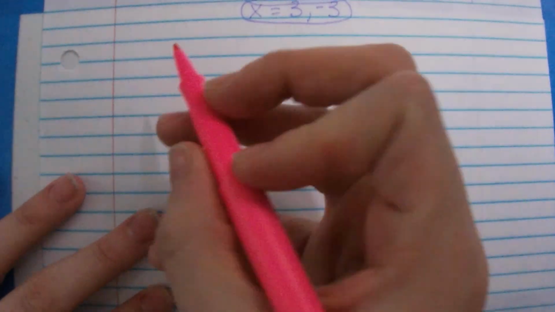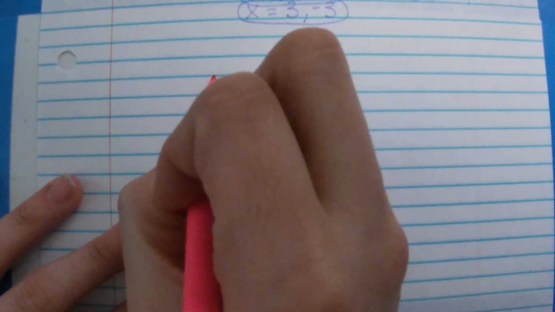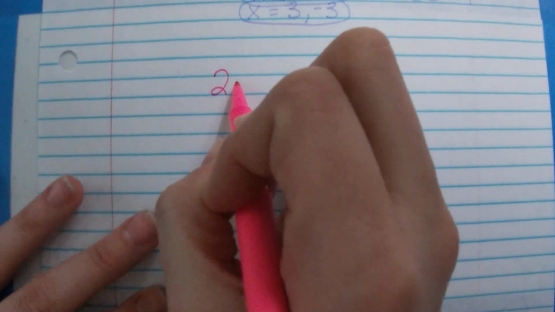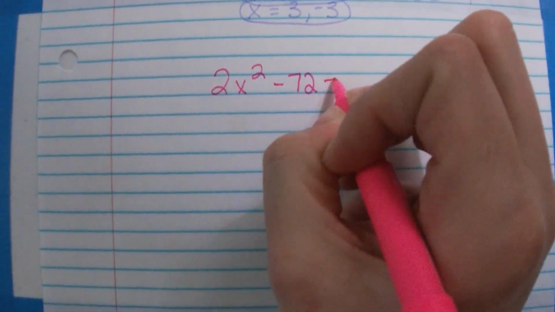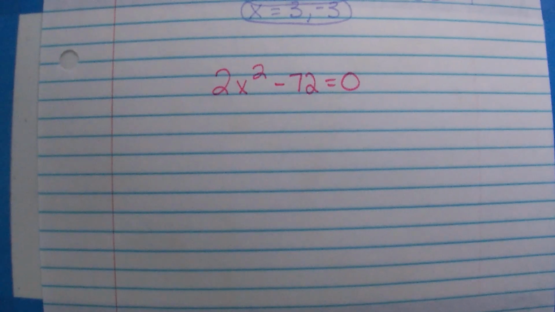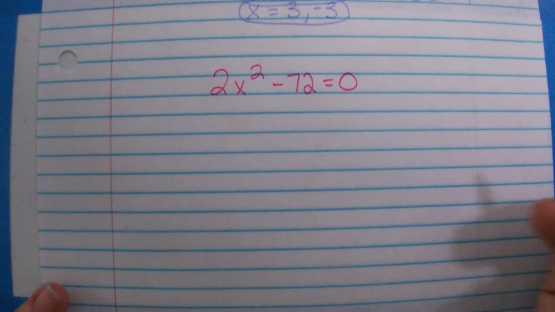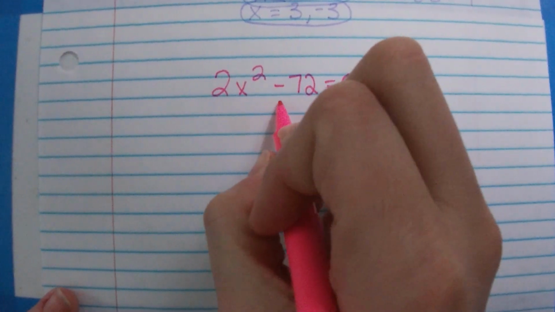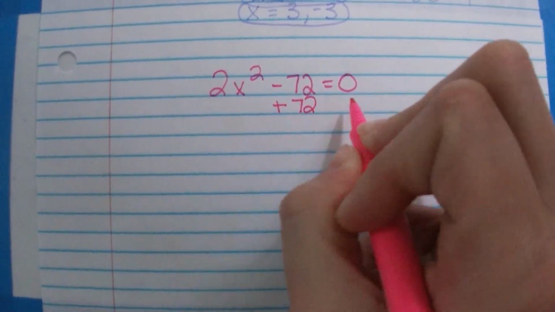So now that we know that info, we're kind of home free. So let's say we have something that says 2x squared minus 72 equals 0, and we want to solve this. So we will use regular inverse operations. We will undo subtraction with addition.